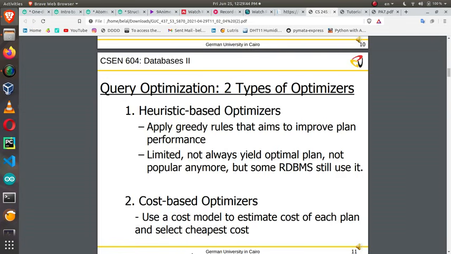So we have two types of optimizers: the heuristic based and the cost based. The heuristic based applies some good practices and heuristic rules that may work for most of the cases and succeed to reduce the runtime of a given SQL query. And the cost based is based on probabilistic equations and mathematical formulas to predict the cost of each logical plan and then select the cheapest one.